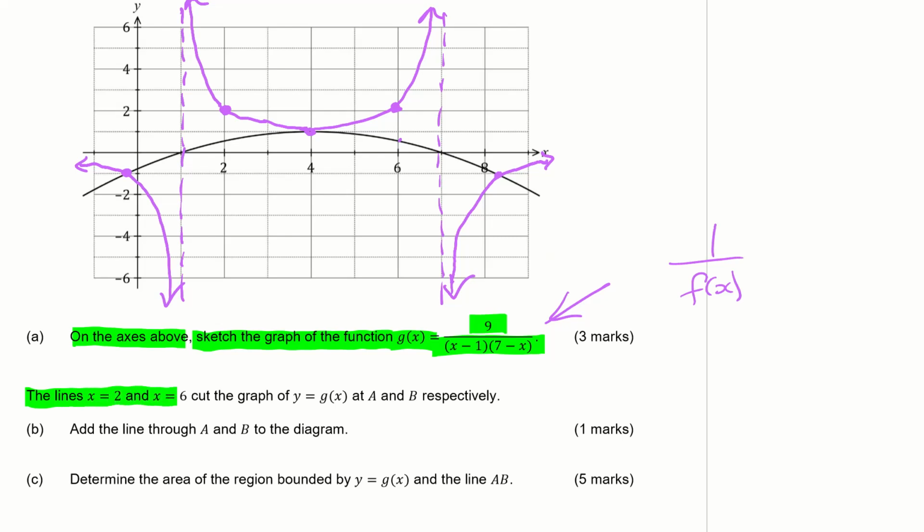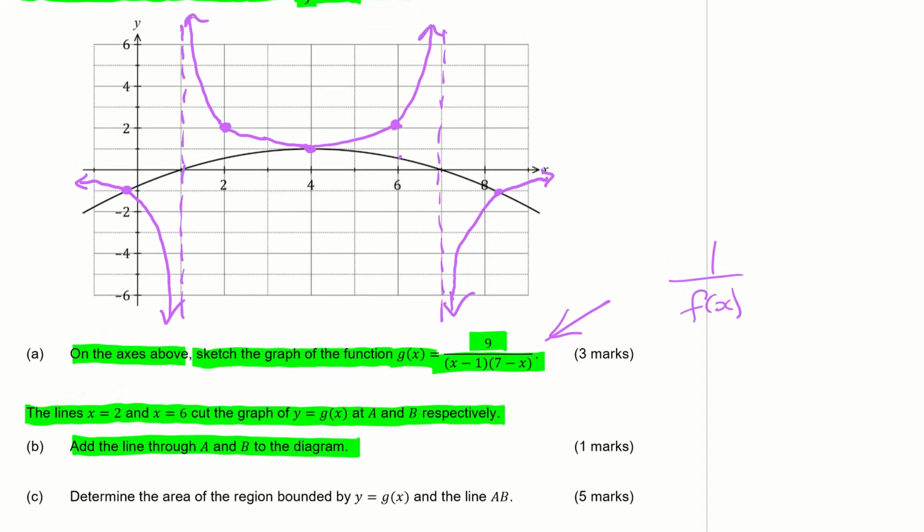The lines x = 2 and x = 6 cut the graph of y = g(x) at A and B respectively. Add the line through A and B to the diagram. Now I drew them at (2, 2) and (6, 2), but that was just approximating that this was about a half. I really need to know the actual height of those points there. So I'm going to just redraw this a bit. Just take those points out of the graph.